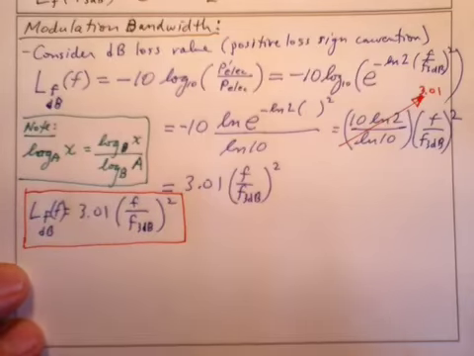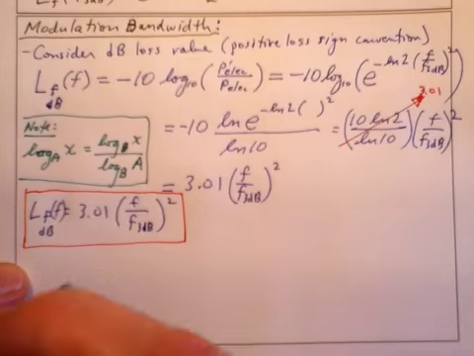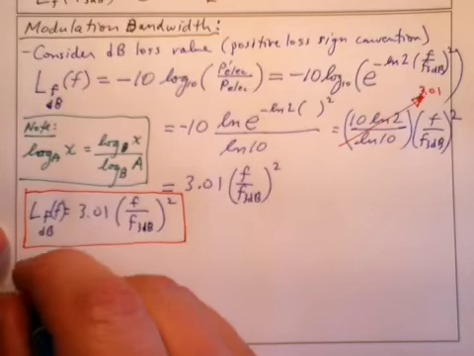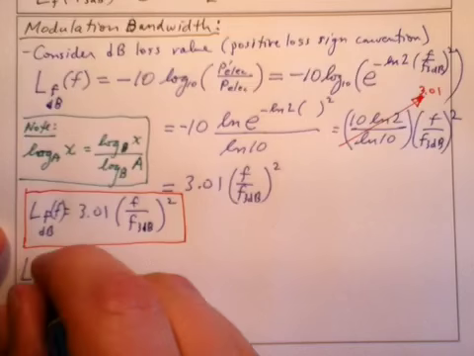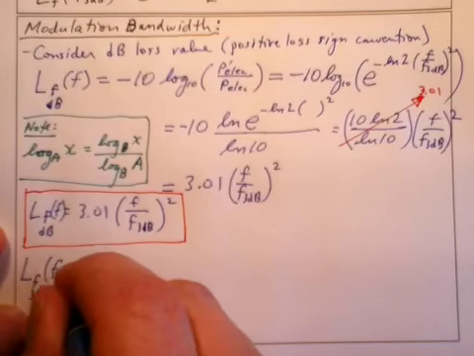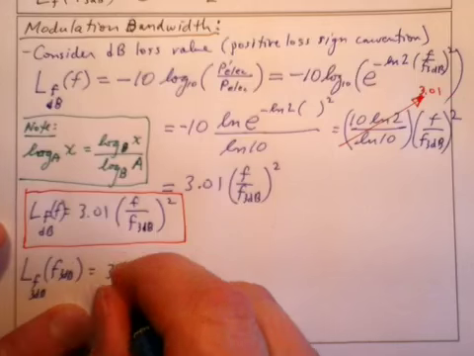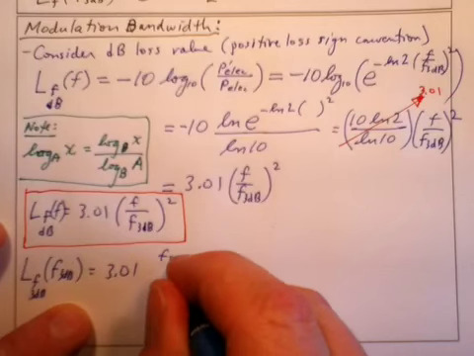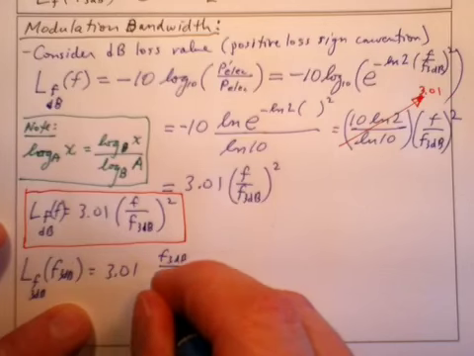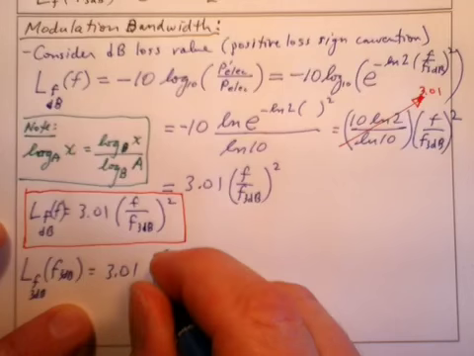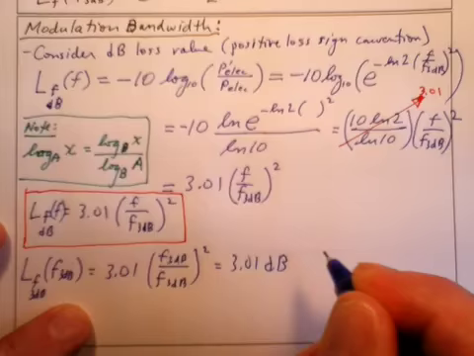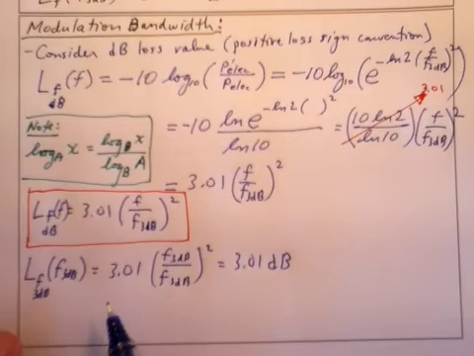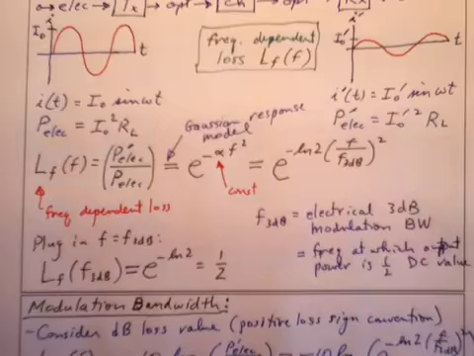If I evaluate this equation at f3 dB, at that frequency, I get 3.01 f3 dB over f3 dB squared, and I get 3.01 decibels. So 3 dB really does represent a loss factor of 1/2. Okay.